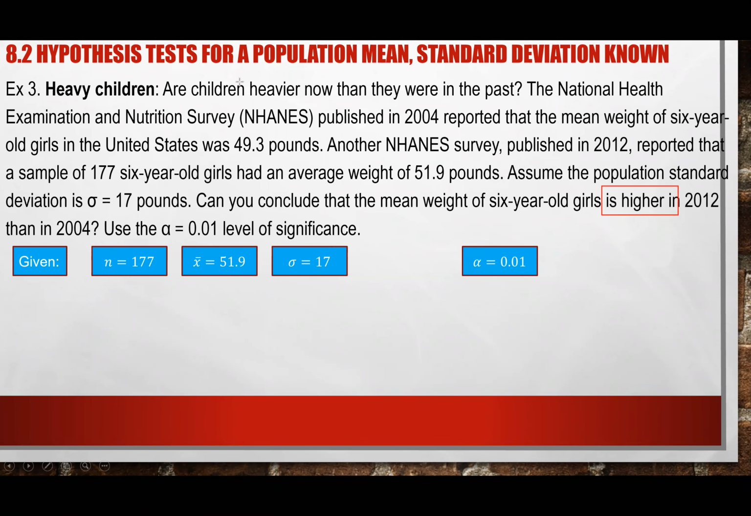So again, the year 2004 is your specific value. That is the number that you want to compare to, right? You say, well, obviously 51 is higher than 49, but this 51 is only based on these 177. This 49 is based on the whole population of 6-year-old girls, so we cannot compare. That's not apples to apples. We cannot take the sample and compare it to the population, right? And that's why we have to do all the testing, okay?